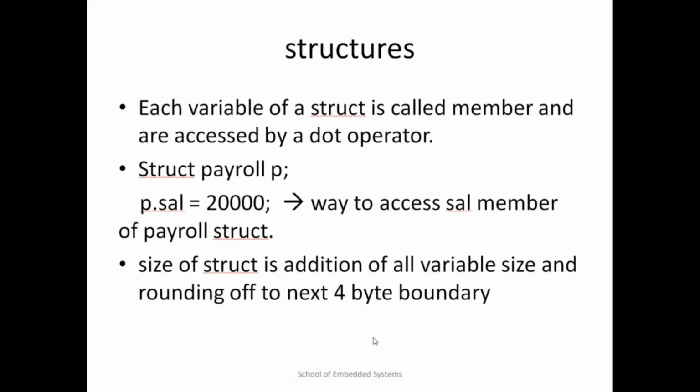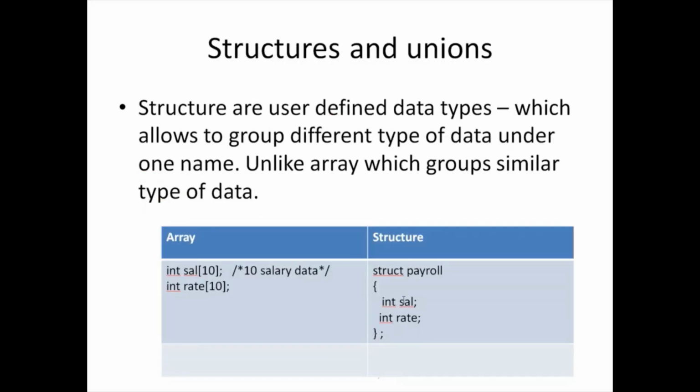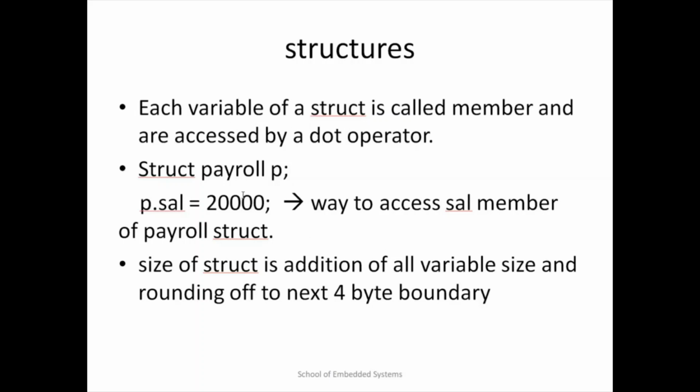Next in structures, what we saw here are sal and rate. These are called the structure members. These two are the members of the payroll structure. Payroll is the user-defined data type, and the members of this payroll struct are int and rate. Each member is accessed using a dot operator. I have explained it here, but we'll see this in detail in the code example. So this is a struct payroll, and this is how we access the member: p dot.